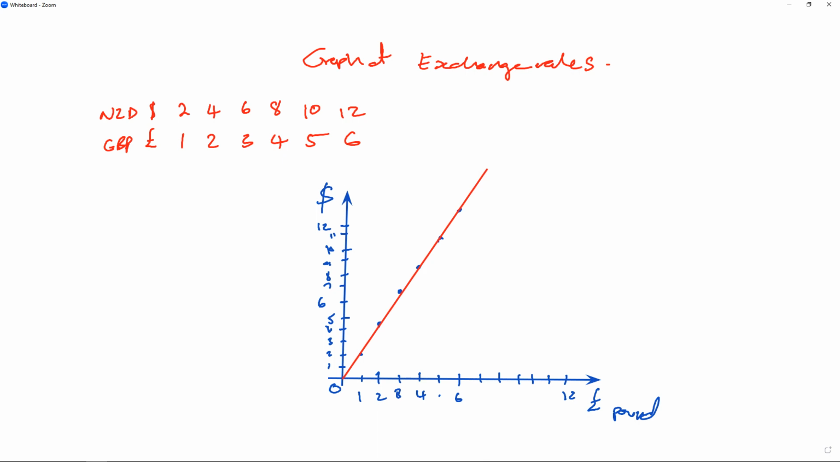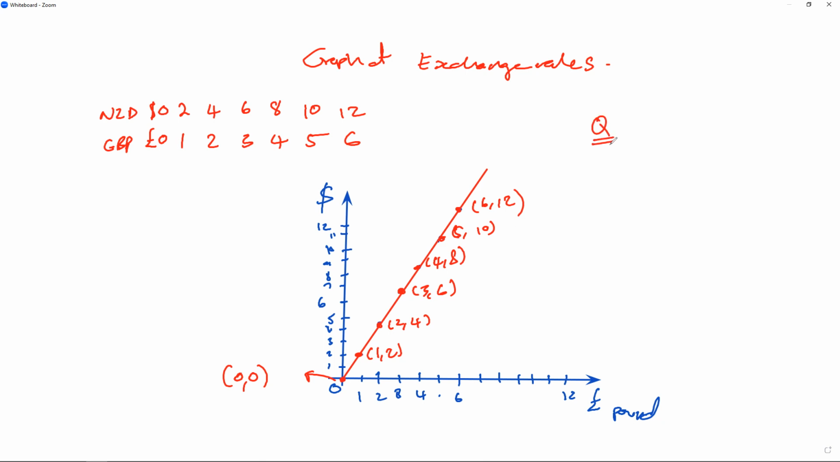And it always starts from the origin, because when you have 0 New Zealand dollars, obviously you'll have 0 pounds. That would be the coordinate 0, 0. And this over here will be 1, 2. This would be 2, 4. This would be 3, 6. This would be 4, 8. This would be 5, 10. And this would be 6, 12.